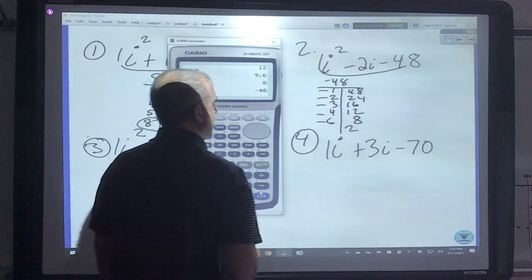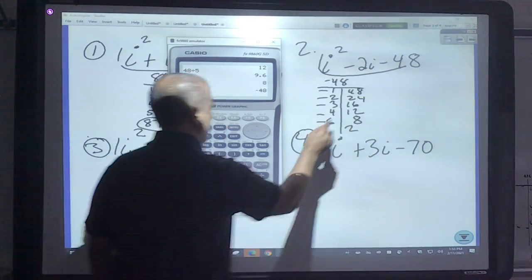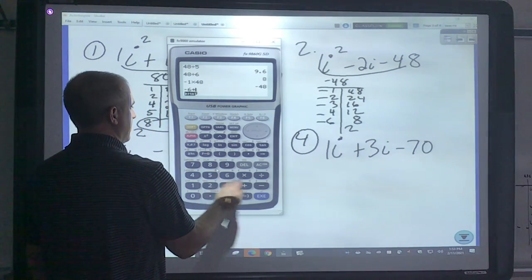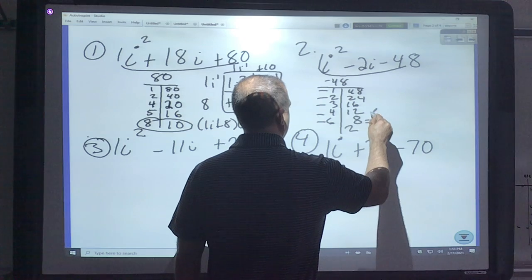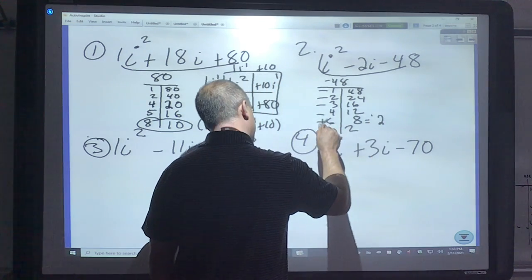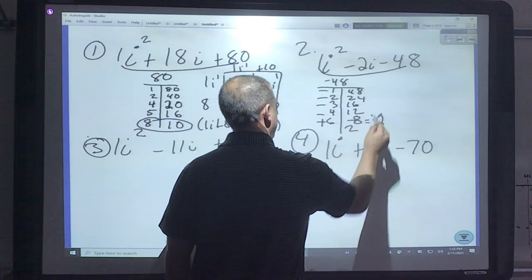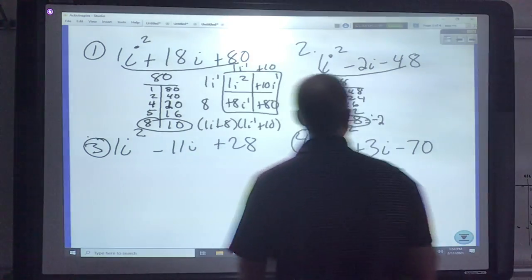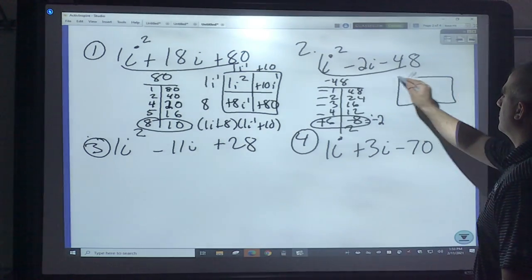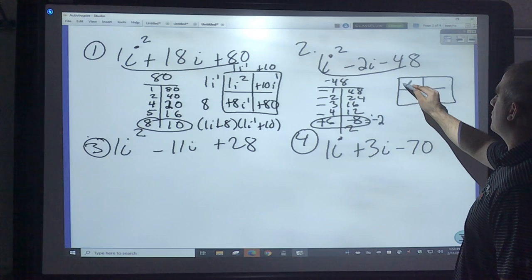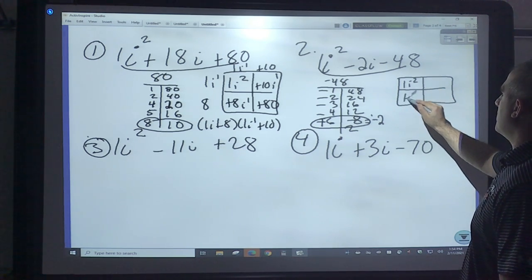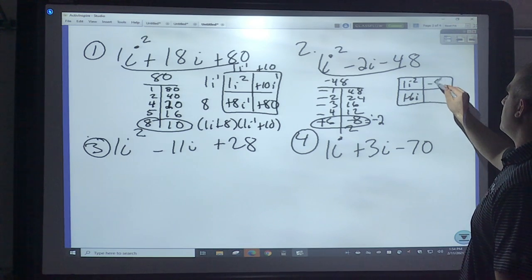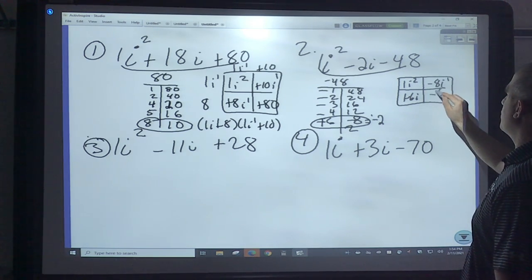Still gives me that number up top. Looking for the set that adds up to negative 2. I think it's this set. We gotta check it though. It adds up to positive 2. So what I gotta do is change that to positive, change that to negative, so I got a negative there. So this is going to be 1i squared plus 6i minus 8i minus 48.